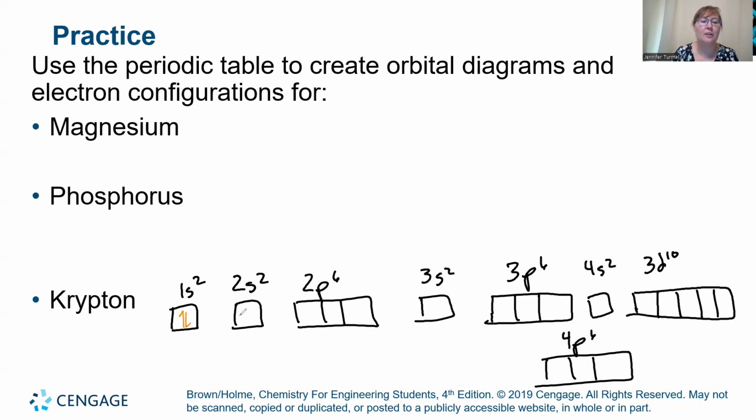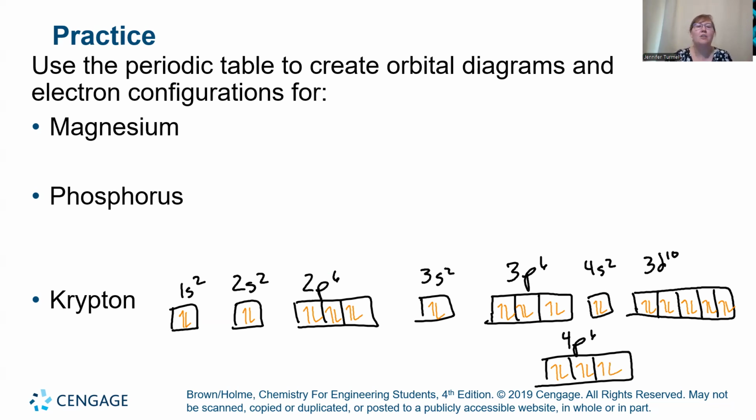And so we can place our electrons 1, 2, 3, 4, 5, 6, 7, 8, 9, 10, 11, 12, 13, 14, 15, 16, 17, 18, 19, 20, 21, 22, 23, 24, 25, 26, 27, 28, 29, 30, 31, 32, 33, 34, 35, 36. All right, that was big.